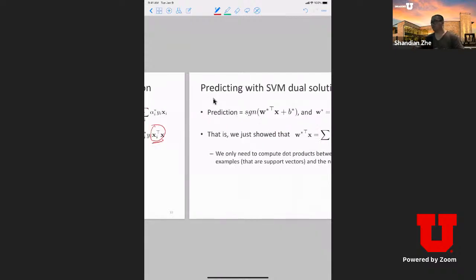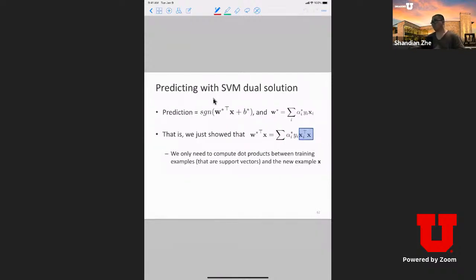Why? Because when we use the dual solution to make predictions, we actually do not need to explicitly write down W. We only need to calculate the inner product between every support vector and the test example, even if we perform some nonlinear mapping.